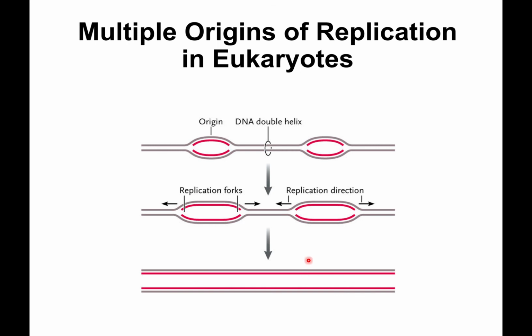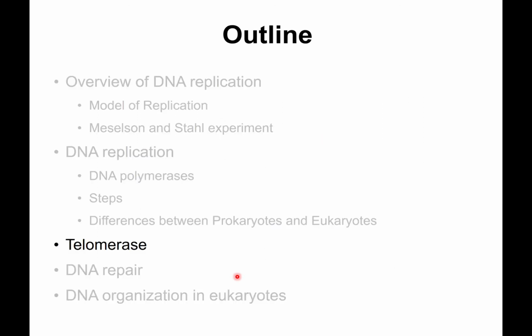As we said before, in eukaryotes you will have multiple origins of replication. These will lead to different replication forks moving in the direction of each other. Some of them move towards the end of the chromosomes, therefore leading to the fusion of the replication forks and the full duplication of the chromosomes. I'm going to stop here for this part of the lecture. In the second part, we'll talk about telomerase, DNA repair, and the organization in eukaryotes.